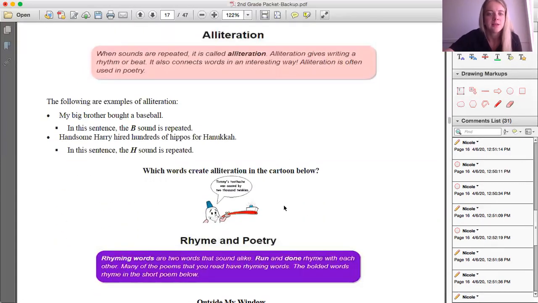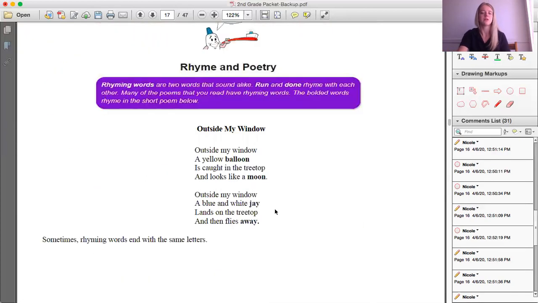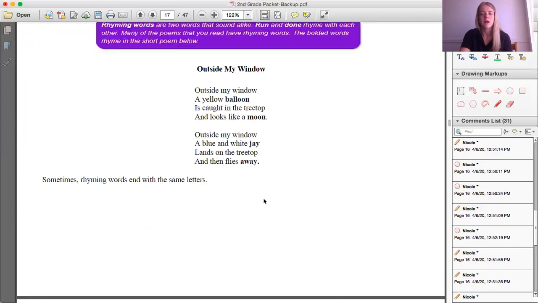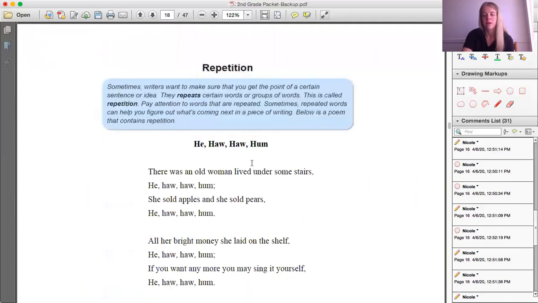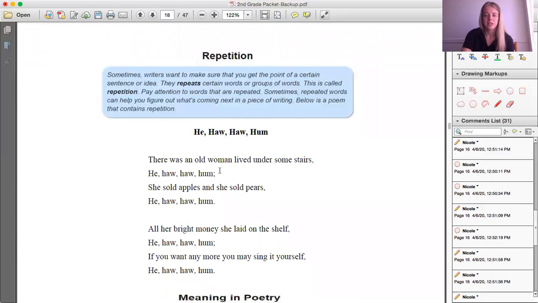Alliteration. When the sound is repeated, it's called an alliteration. Remember, when the beginning sound of the word is repeated. We just did this in our Busy Bee story. And rhyme and poetry. So rhyming is when the last part of the word sounds the same. So balloon and moon, jay and away. Repetition in a poem. We haven't gotten to poetry yet, unfortunately, but hopefully in the next couple weeks we will.